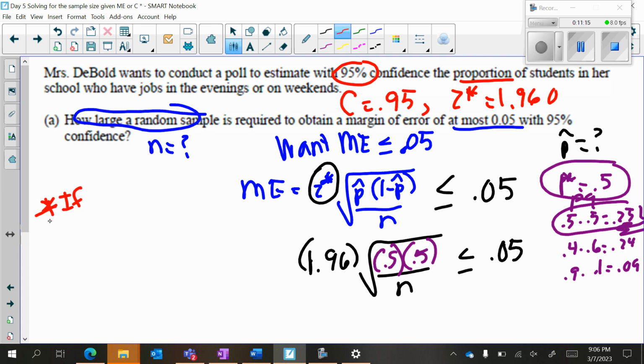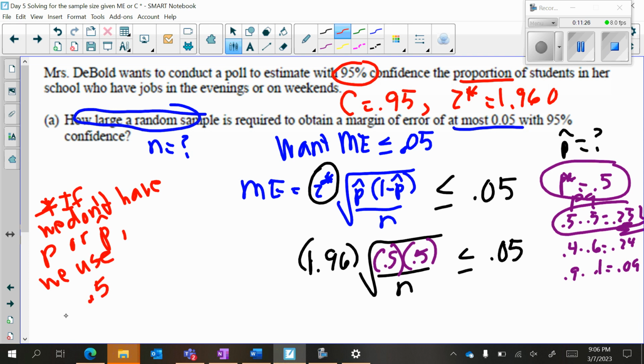If you don't have P or P hat, use 0.5. That's where that came from there in the numerator. All right, so now we're actually going to solve them.